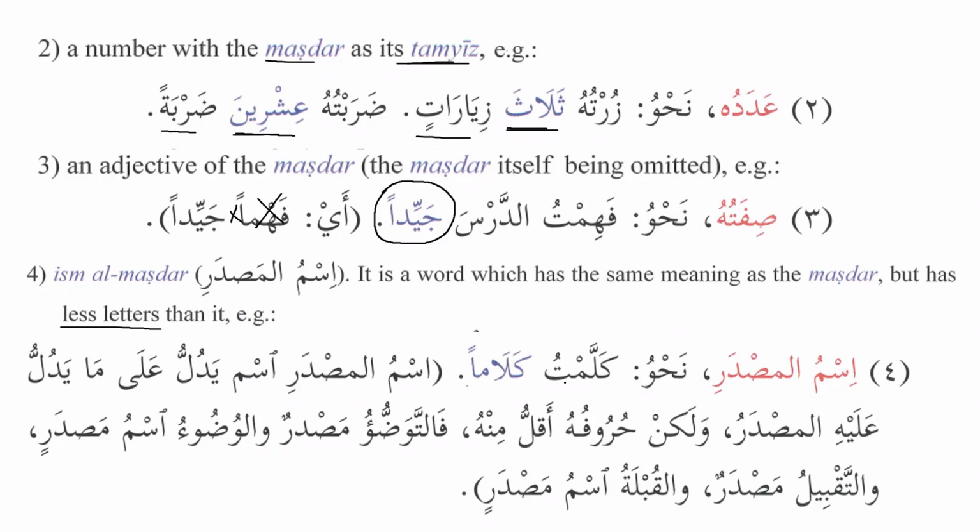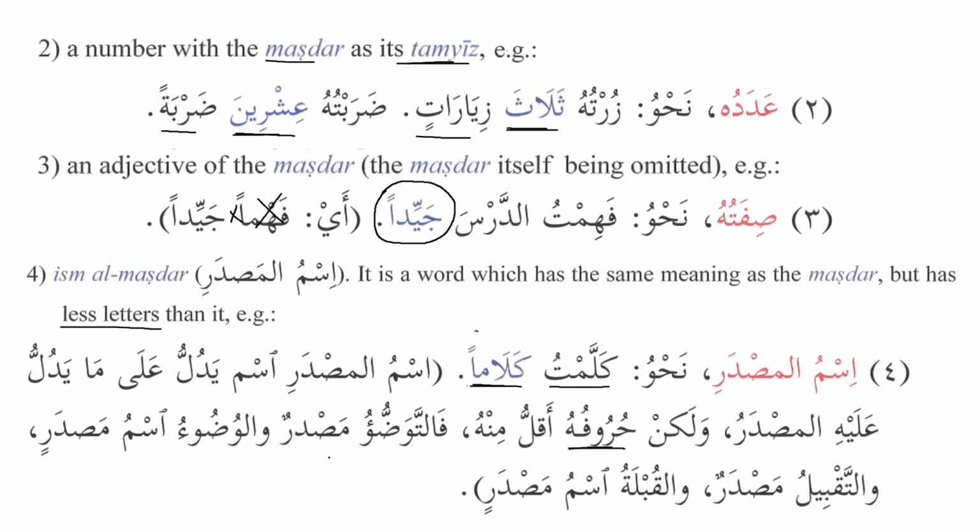Ismul masdari nahwu kallamtu kalaman. So kallama, and then we have kalaman. Kallama yukallimu takliman, but here what do we have? We have kalaman. So ismul masdari ismun yadullu ala ma yadullu alayhi al-masdaru. It basically signifies the same thing as the masdar signifies. ولكن حروفه أقل منه. However, its letters are fewer. So it functions the same way as the masdar by itself. However, it always has one or two letters fewer than the real masdar. For example, takliman and kalaman. Takliman has, I think, 5 letters and kalaman has 4 or something like this. So it will always have fewer letters than the real masdar.